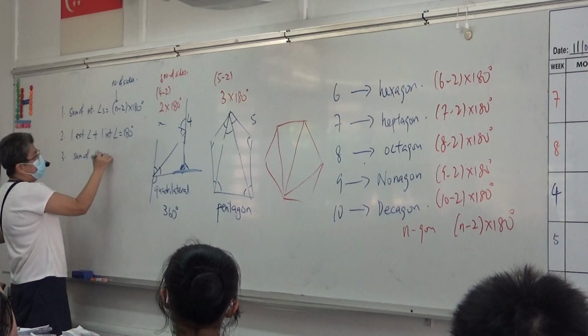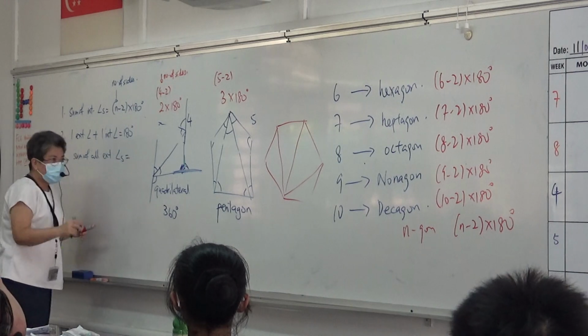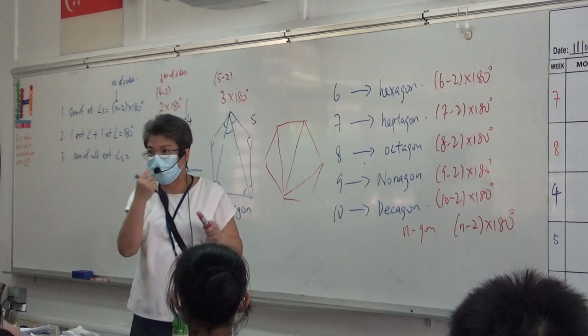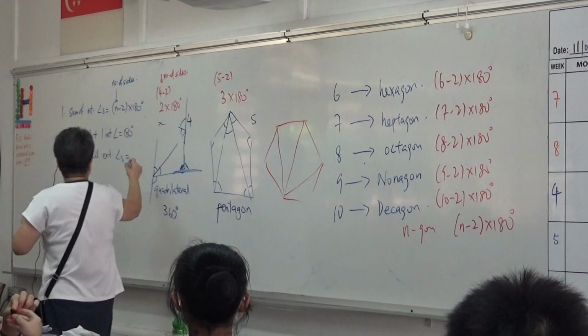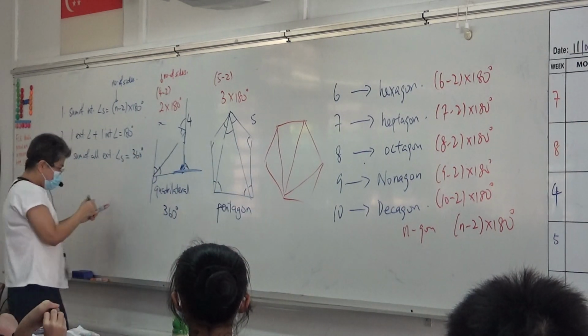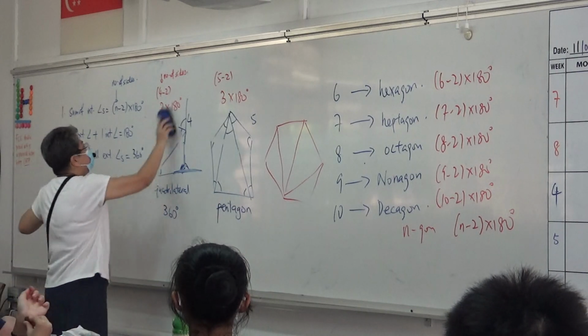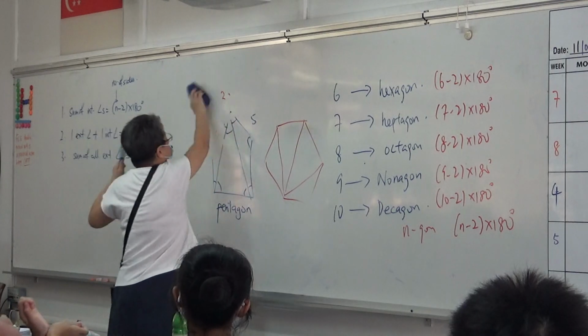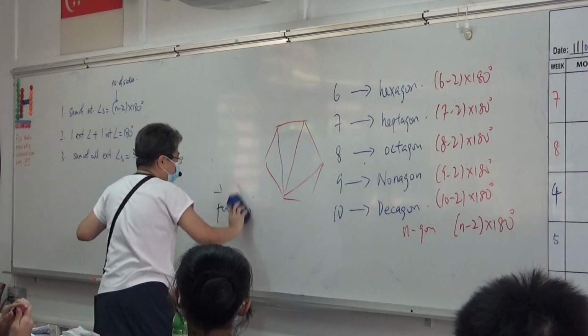Sum of all exterior angles. That means all the exterior angles add up, regardless of the number of sides. It can be any number of sides. The total is 360 degrees. Can you take down these 3 formulas either in your textbook or in your notebook? And all of you do so now.